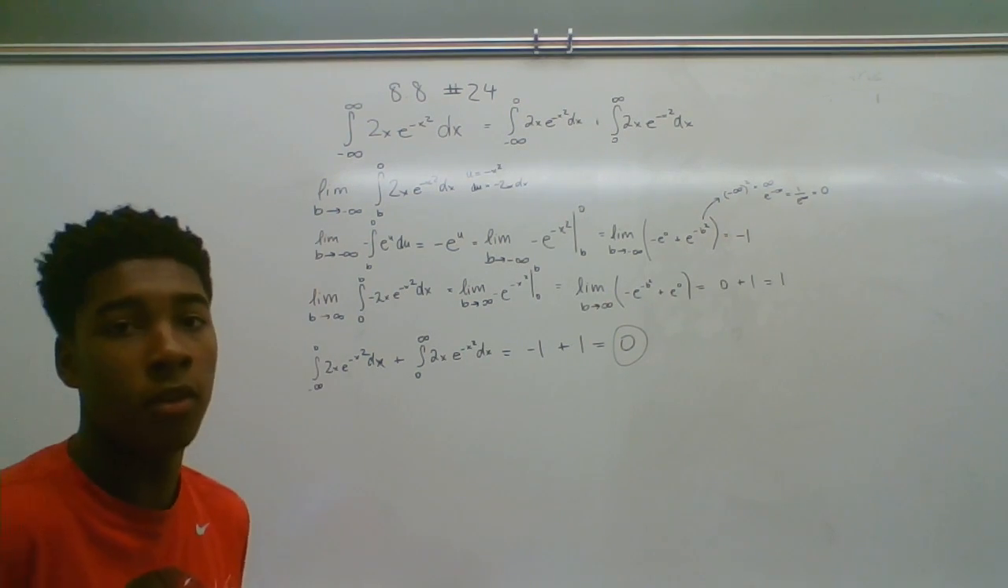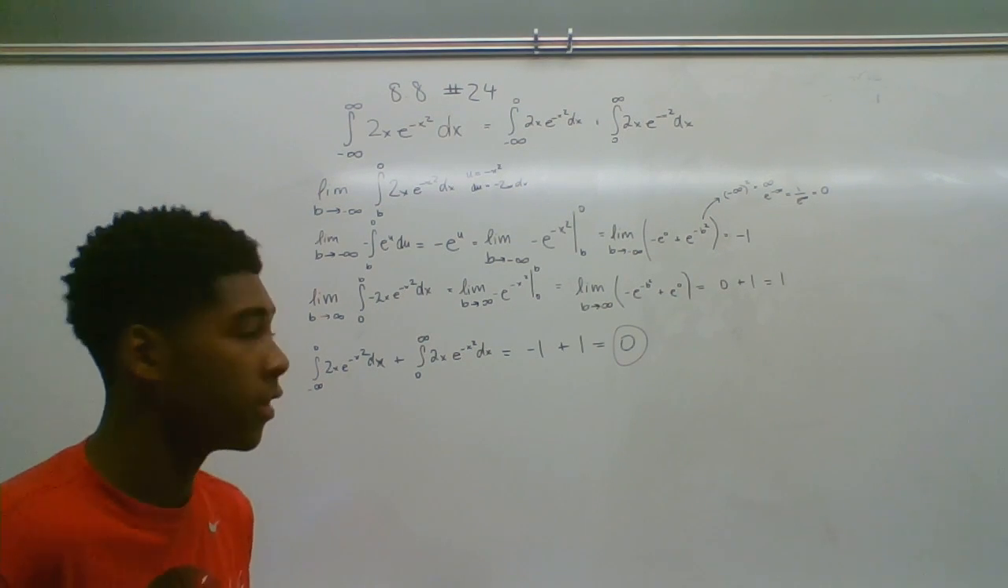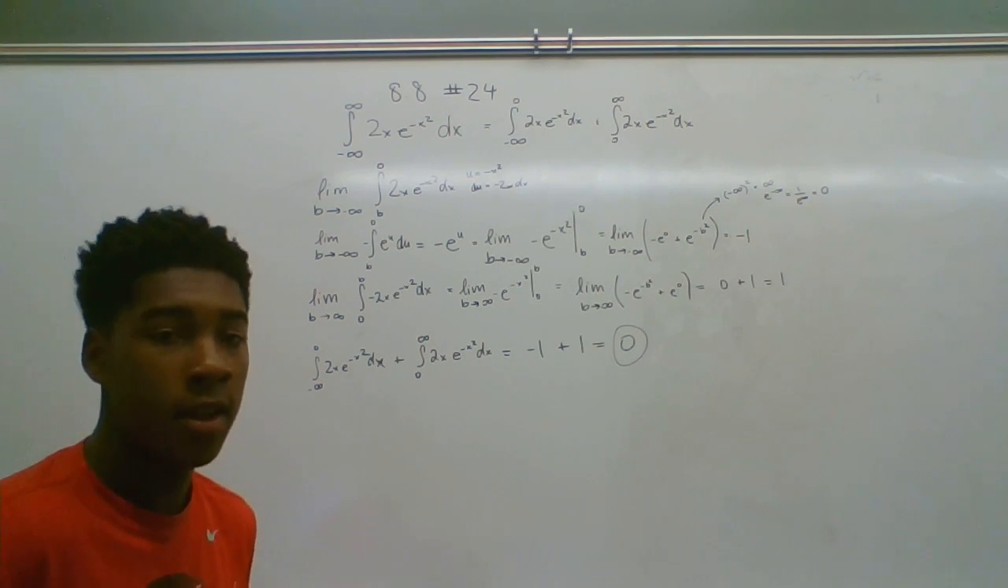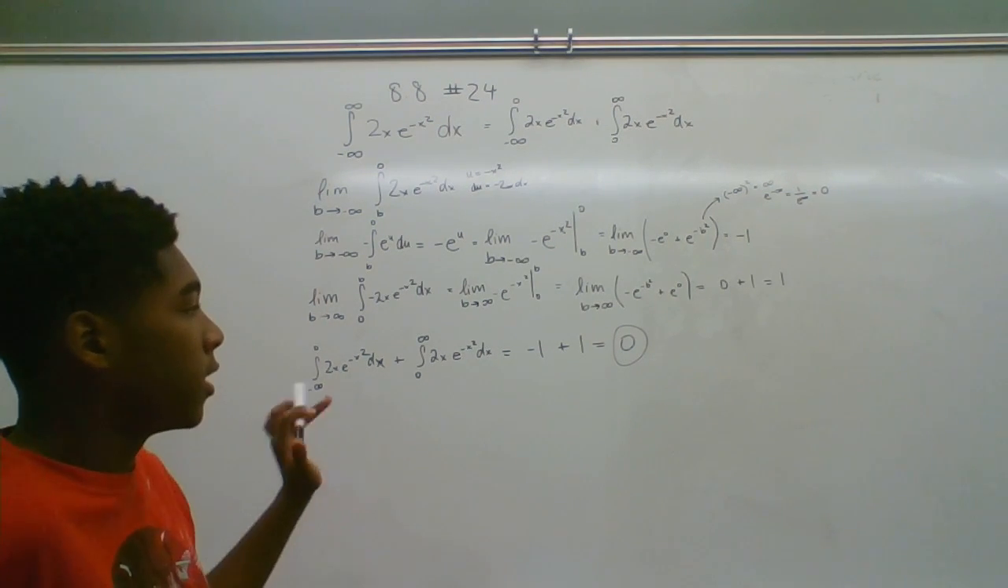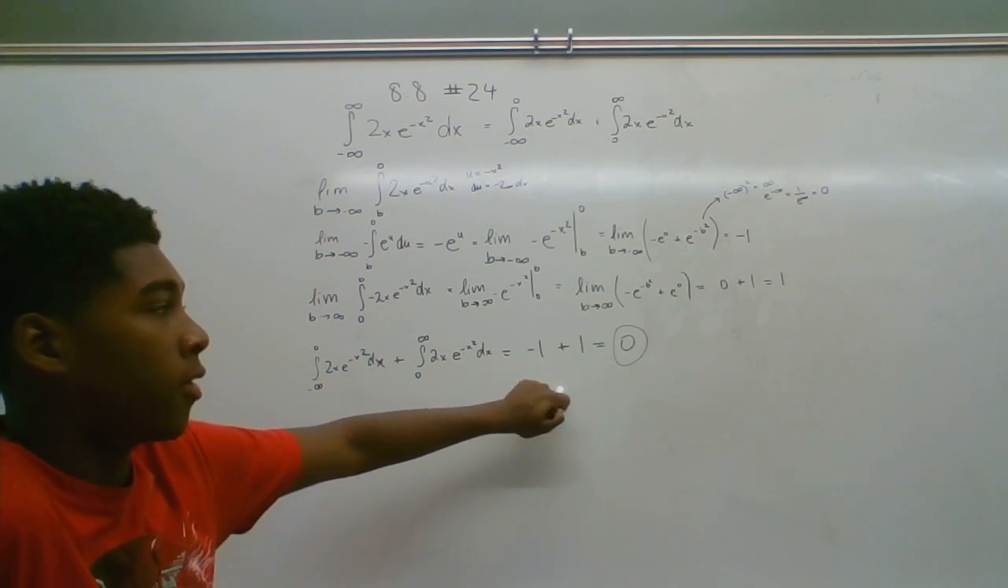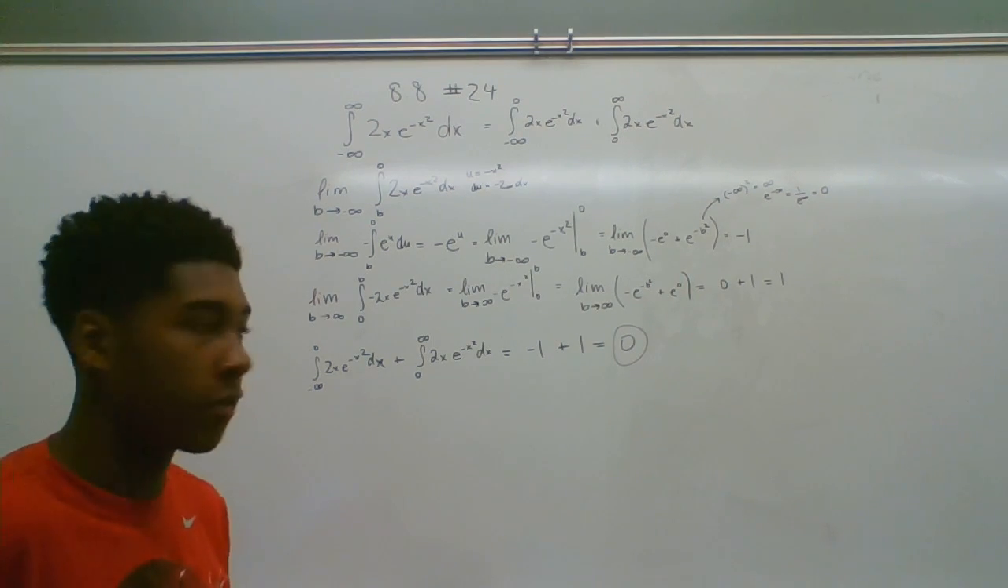And finally, to solve the whole integral, you'll just add the two split up ones together, which is basically adding the two limits together. So the total integral will be negative 1 plus 1, and it converges to 0.